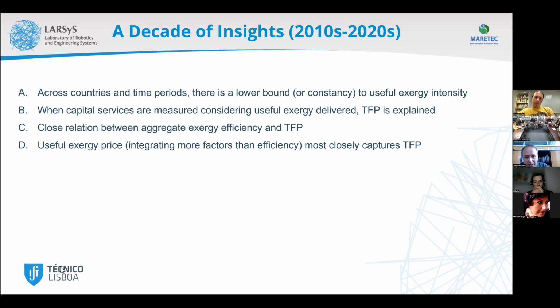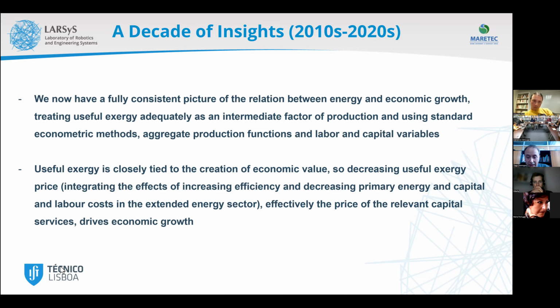When the services of capital are measured considering the useful exergy delivered by machines, we are capable of explaining total factor productivity, my parable of the English farmer. We have found that aggregate exergy efficiency, the aggregate efficiency of all the machines in the economy, is an almost 100% precise measure of what economists call technical progress, and that useful exergy price is closely related to total factor productivity.